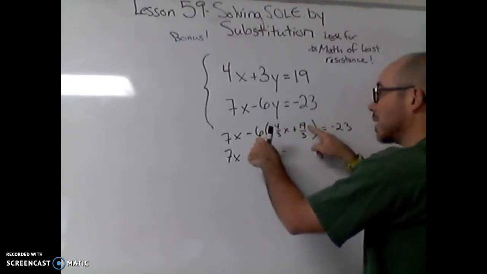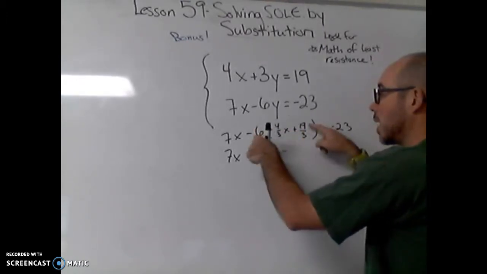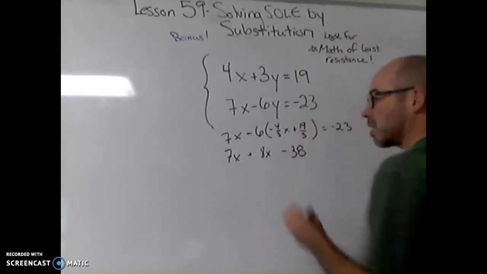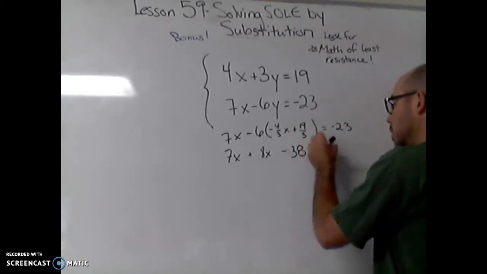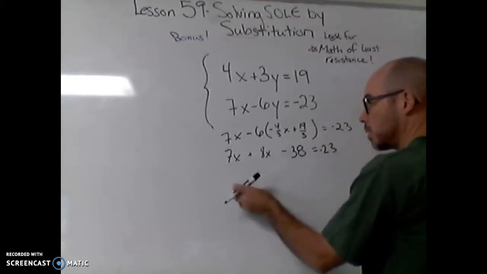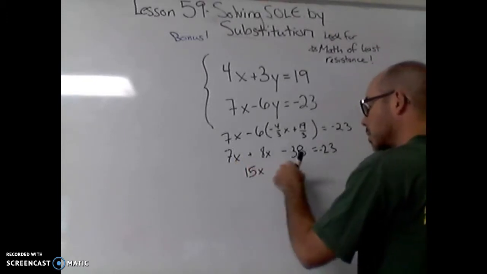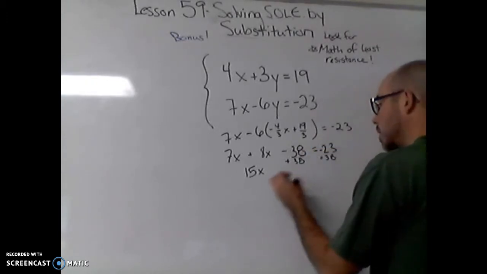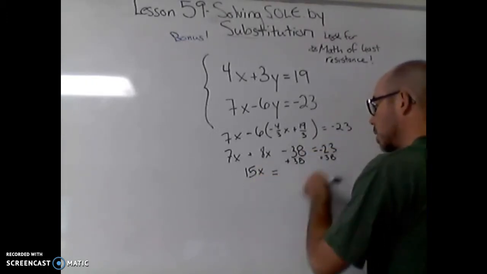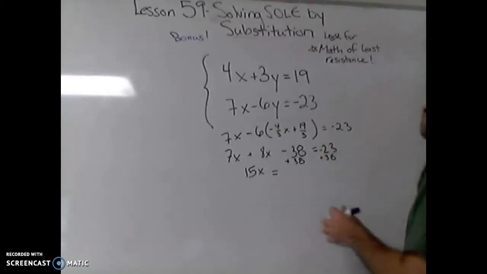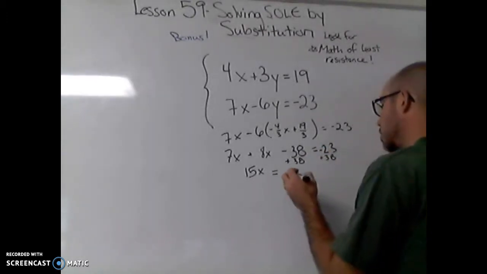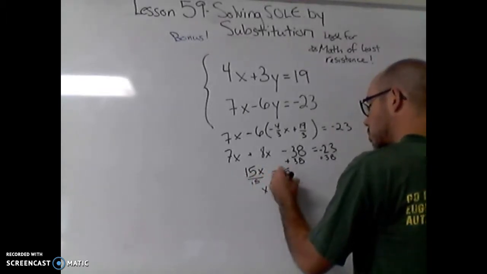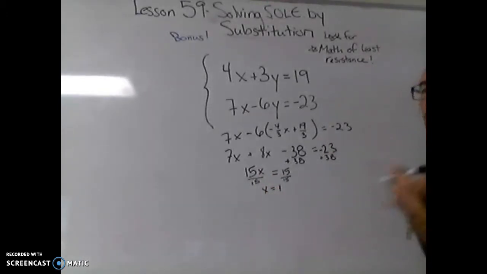I'm not going to go 6 times 19. I'm going to go 6 divided by 3 is 2 again. And then I got to go 2 times 19. It's 38. So that's not too bad. But equals negative 23. These two combine to make 15x. I'm going to add 38 to both sides. And 15x equals 38 minus 23, which is 15. So x equals 1. Oh, whew.